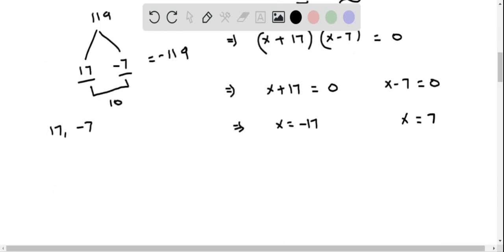So therefore, we see that the two integers are negative 17 and positive 7.